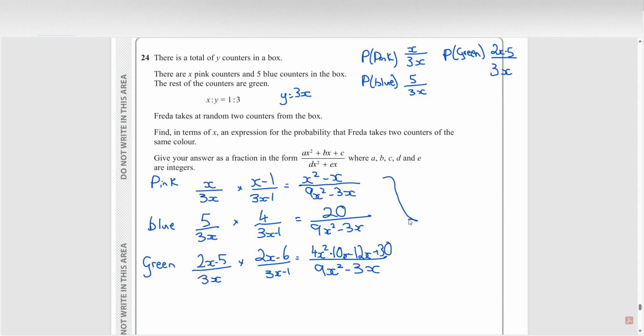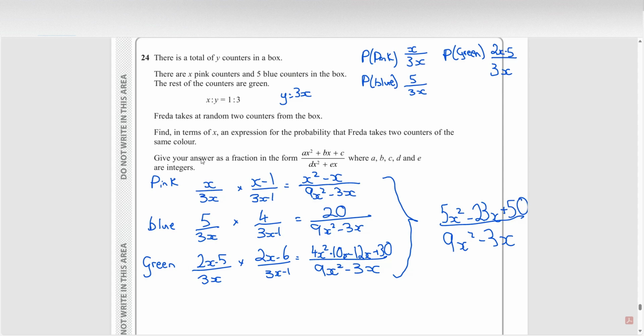Then, basically what we've got to do is add up all these. We've got a common denominator for each one, so it's going to be 9x squared minus 3x. Then our numerators, add them up. So we do the x squareds first. x squared and 4x squared is going to be 5x squared. We have minus x, minus 10x, and minus 12x, so minus 23x. And then the numbers, well, we've got 20 and we've got 30, so that is 50. Okay, so that is our probability added up.